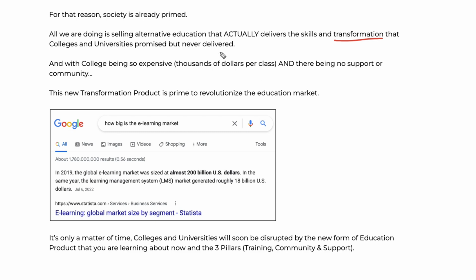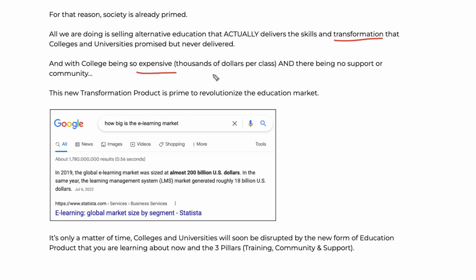And that's with college being so expensive. We're talking about thousands of dollars per class, with no support and no community, okay? And so this new transformation product, the one that we've talked to you about inside of this training, is primed to revolutionize the education market. We're talking about over a $200 billion market. That's not even counting the $1 trillion wellness industry.